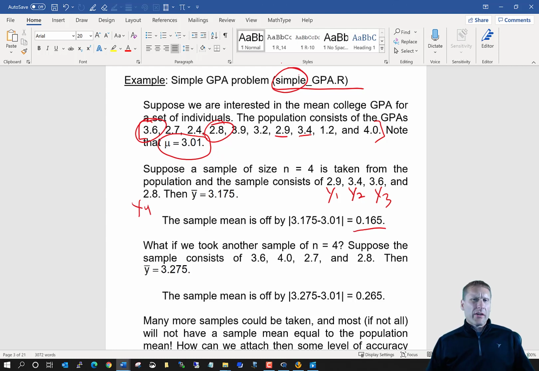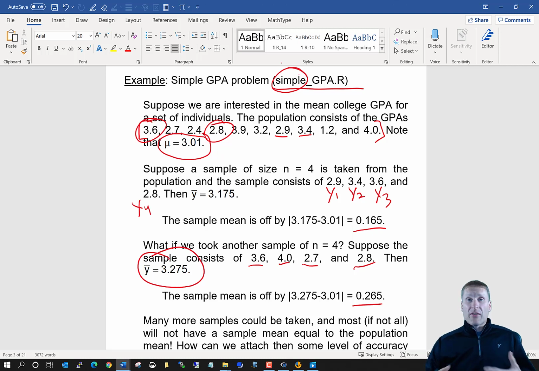Well, what if we took another sample though? Same size, 4. And maybe we got 3.6, 4.0, 2.7, and 2.8 in this sample. Well, that sample average, or sample mean, is 3.275, and we're off by 0.265. So again, sample mean is not equal to the population mean. Rather, it provides an estimate.